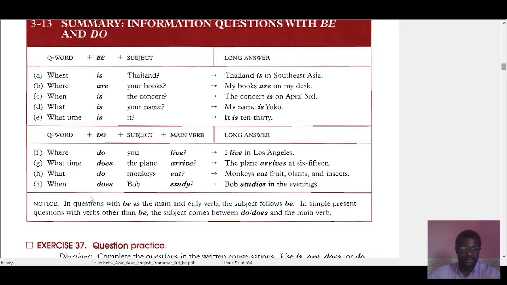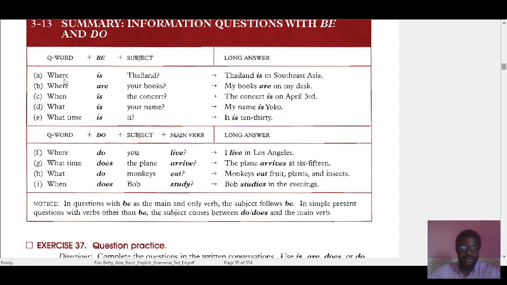Los Angeles. Notice, in questions with be as the main and the only verb, the subject follows be. In simple present questions with verbs other than be, the subject comes before do or does. So what they're telling us is that when there is only the verb be in the sentence, the subject follows the be.